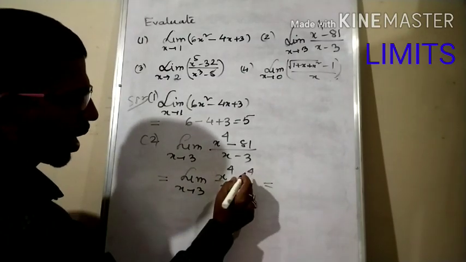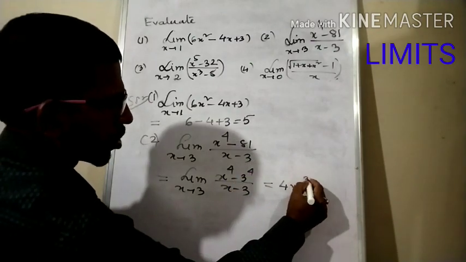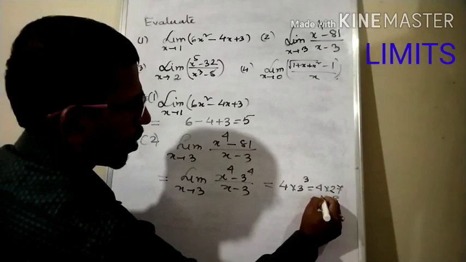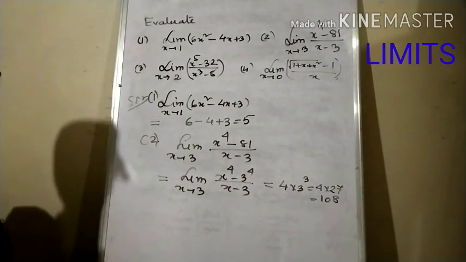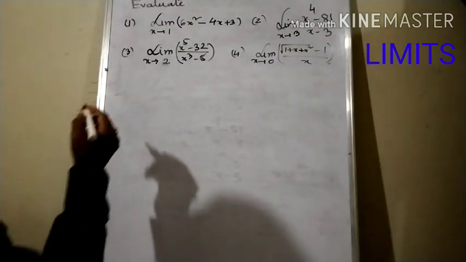We can write the formula n times a to the power n minus 1. N is here 4. So 4 into 3 to the power 4 minus 1, that is 3 cubed, so that will be 4 into 27, which is 108. That is the answer of question number 2. Now we are going to solve number 3.